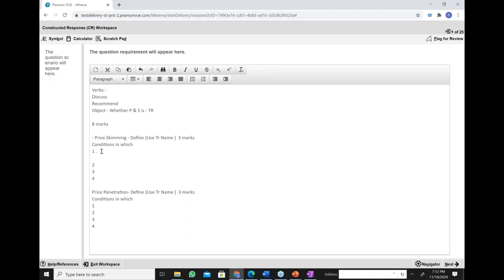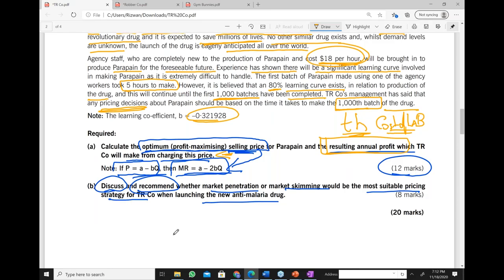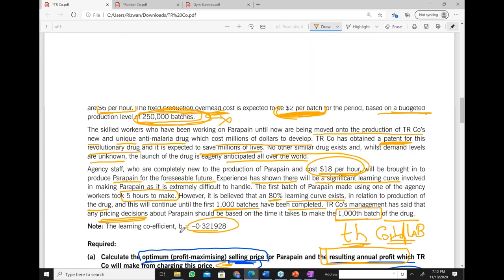The last is the recommendation paragraph. Paragraph for recommendation. And this recommendation will be done keeping in mind TR company. So 2 marks you will get for the recommendation. Now, for recommendation, you have to use the scenario. So let's use the scenario. Let's use this one paragraph here.